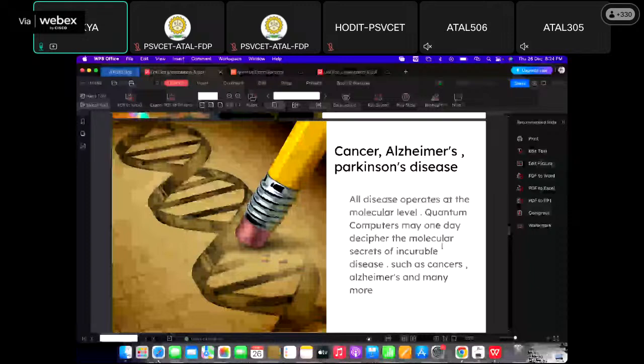I repeat once again, these are incurable diseases. All diseases operate at the molecular level. Quantum computers may one day decipher the molecular secrets of incurable diseases, such as cancers, Alzheimer's, and many more.